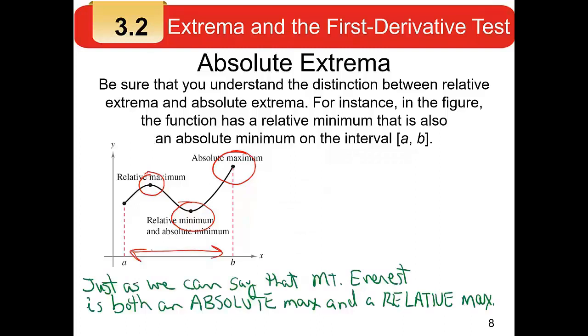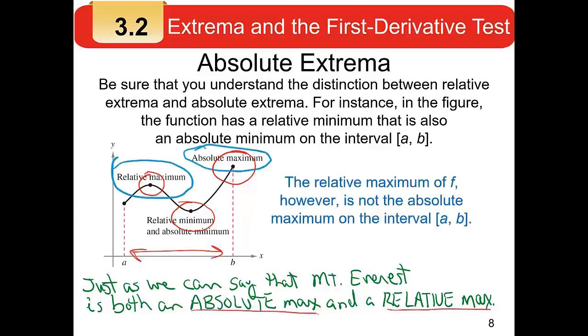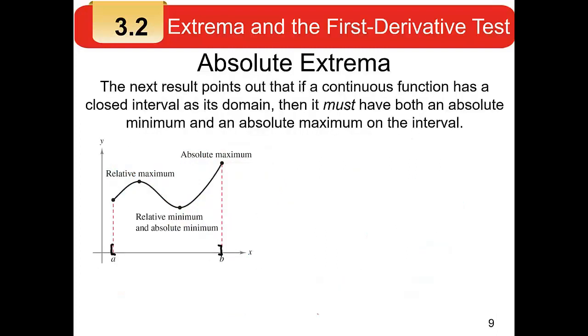And again, going back to the Mount Everest example, it's the same. In the same sense, we could say that Mount Everest is both an absolute max and a relative max. In the area around Mount Everest, it is the highest point. That makes it a relative max. But globally, it's also the highest point, so it makes it an absolute max as well. And as I said, that relative maximum is not an absolute maximum because there's a point on the curve that's higher. Give that some thought.